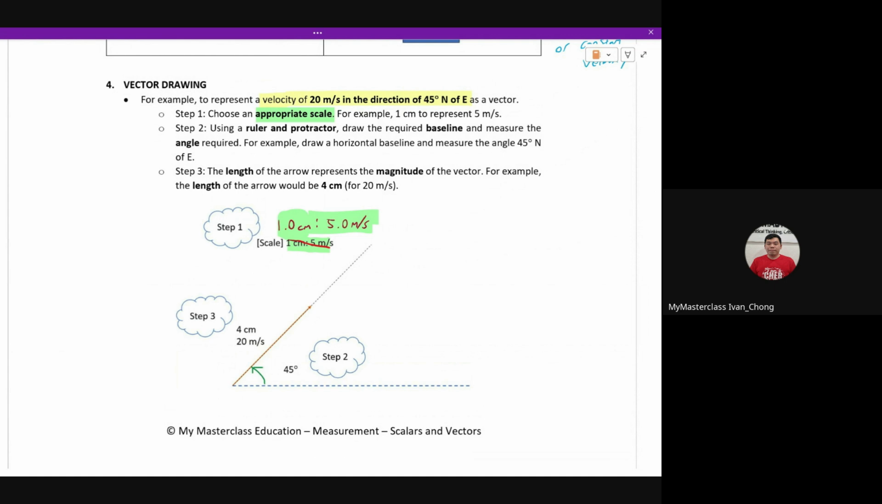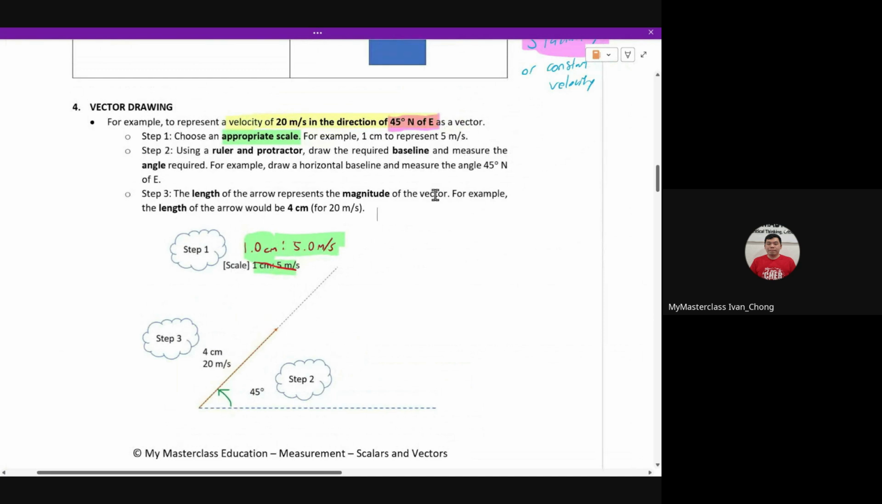So first things first, going back to the direction itself, 45 degrees north of east. Okay, I'll just write it over here. Some schools will actually phrase it differently itself. Okay, what does it mean? It means from east, it is 45 degrees to the north.